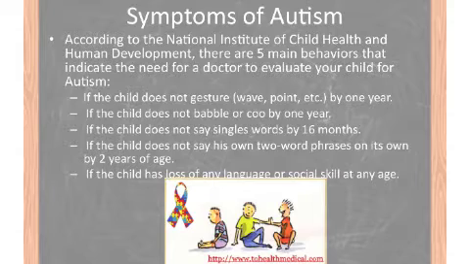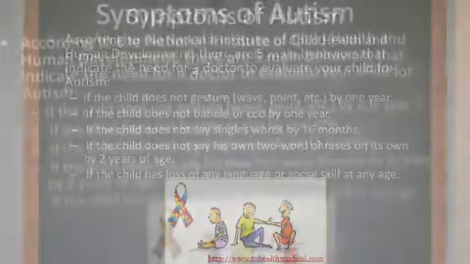According to the National Institute of Child Health and Human Development, there are 5 main behaviors that indicate the need for a doctor to evaluate your child for autism. They include if the child does not gesture by waving or pointing by the age of 1, if the child does not babble or coo by 1 year, if the child does not say single words by 16 months, if the child does not say his own 2-word phrases on its own by 2 years of age, or if the child has loss of any language or social skill at any age.